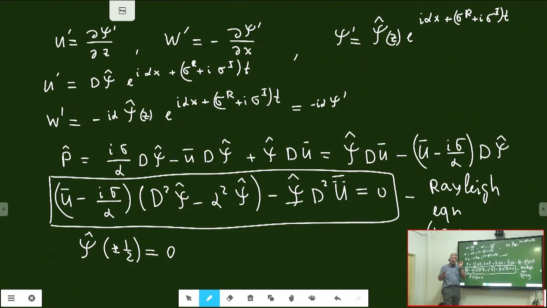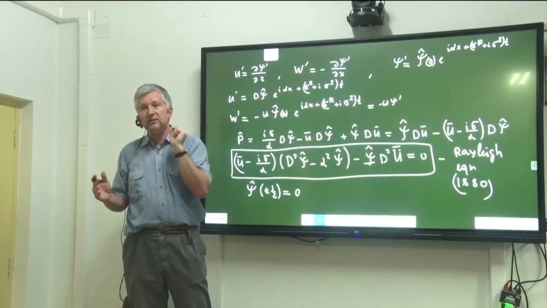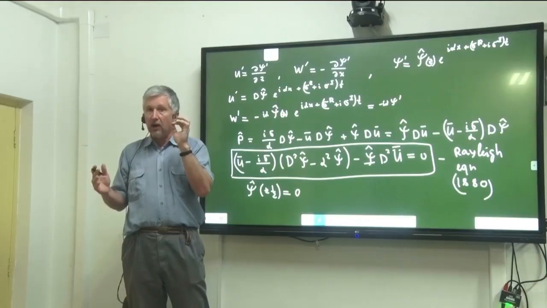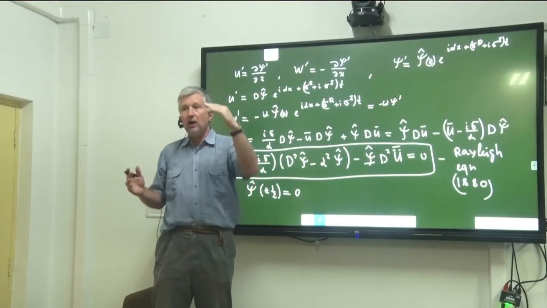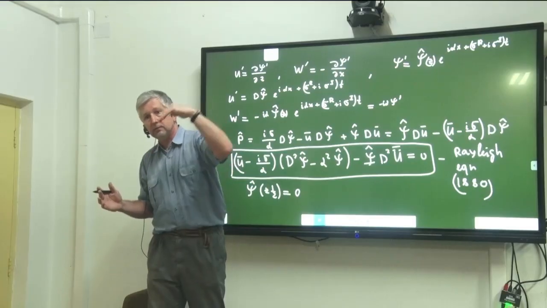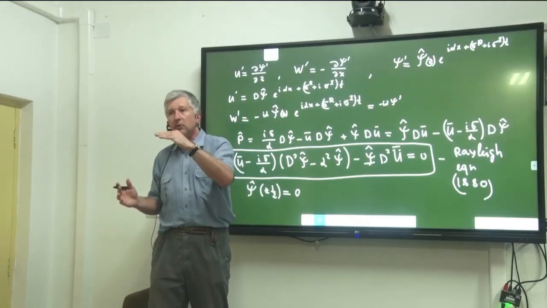And what is the condition for sigma r being equal to zero? What does it define? Remember, sigma r is the growth rate. Sigma r is negative, die. Sigma r is positive, grow. Sigma r is zero, what is that?